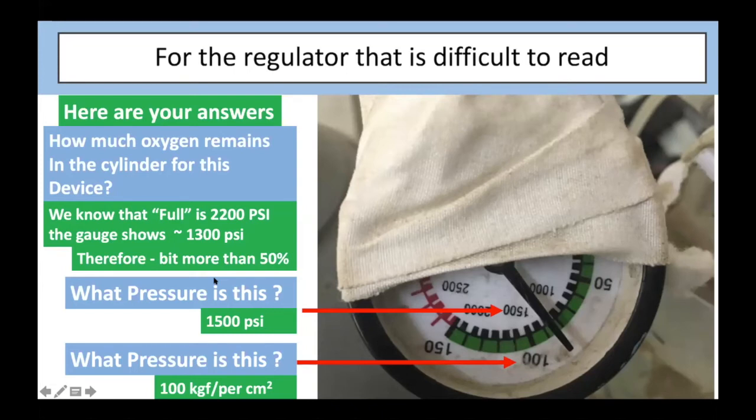So what pressure is this? The first one, that's 1,500 PSI. And the one below, what pressure is that? That's 100 kilograms of force per square centimeter.